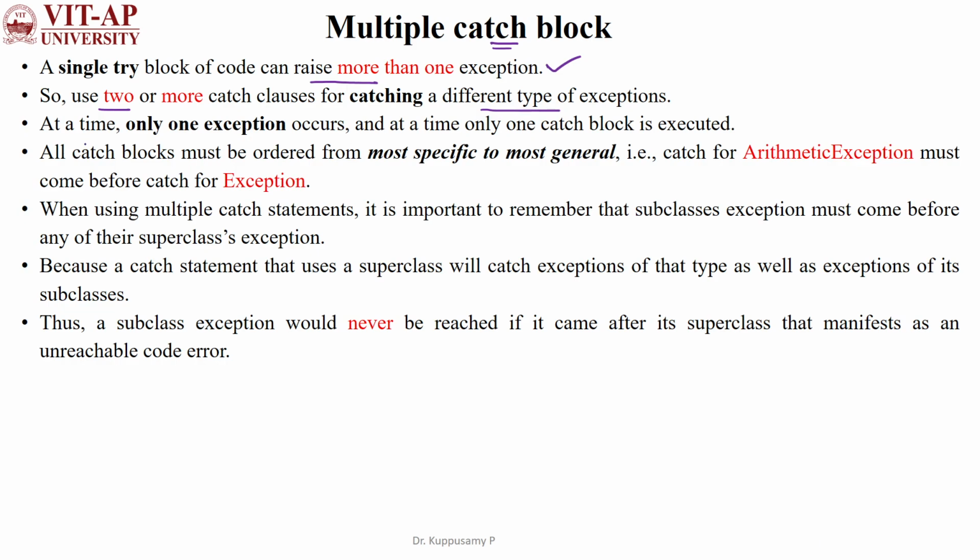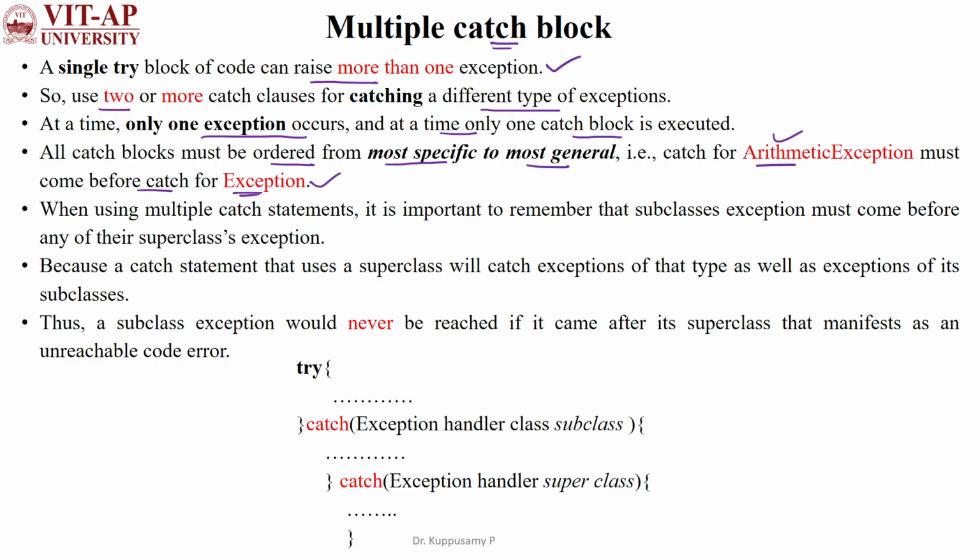In Java programming, at a time only one exception will occur. Likewise, at a time only one catch block will be executing. All catch blocks must be ordered if you are having more than one catch block. Those catch blocks should be ordered from most specific to most general. That is, the catch for arithmetic exception must come before the catch clause for exception. This is the superclass, this one is the subclass.